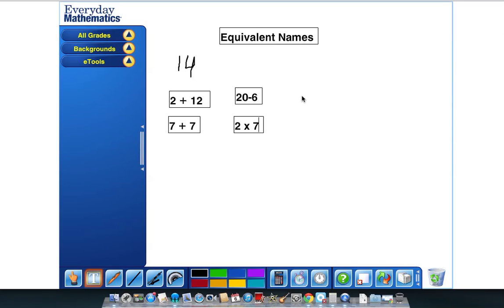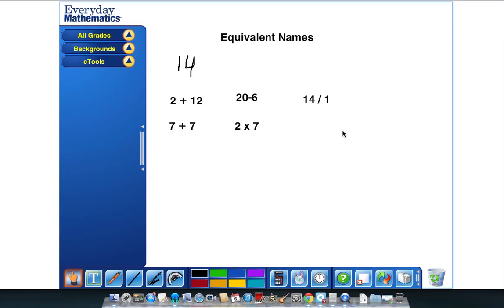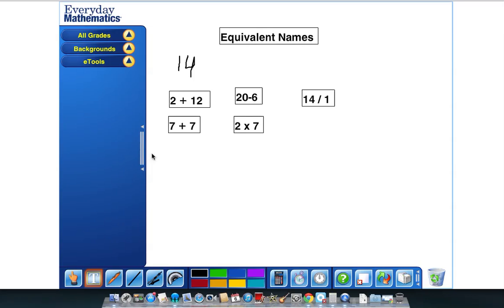Let's see. How about division? That's tricky. Oh, 14 divided by, I don't have the divided sign on here, so I'm just going to do the slant mark meaning divided. 14 divided by 1 is 14. I know we don't know a lot of division yet, but we'll work on that this year. We know that 1 dozen is equal to 12, so maybe 1 dozen and 2 more. So 12 plus 2 would be 14.